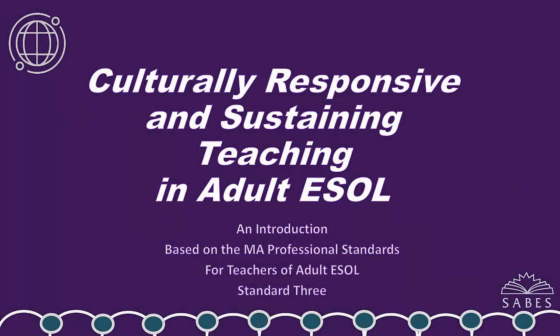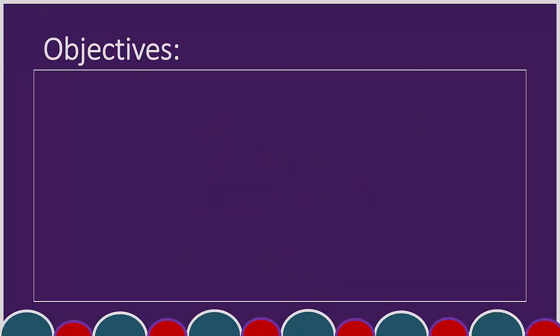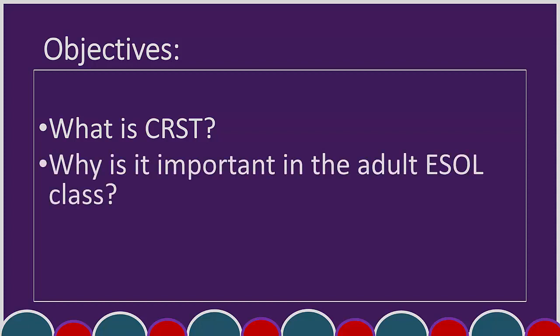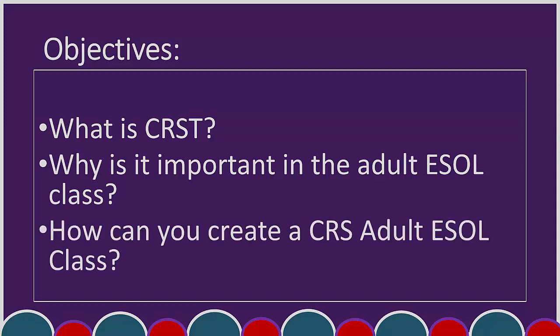Welcome to this introduction to culturally responsive and sustaining teaching in adult ESOL based on the Massachusetts Professional Standard Number 3. It is our hope that by watching this video, you will be able to answer the following questions. What is culturally responsive and sustaining teaching, or CRST, in both general terms and specifically in the context of adult ESOL? Why is CRST important for English learners? And begin to think about how you can create a culturally responsive and sustaining ESOL class for your adult learners.